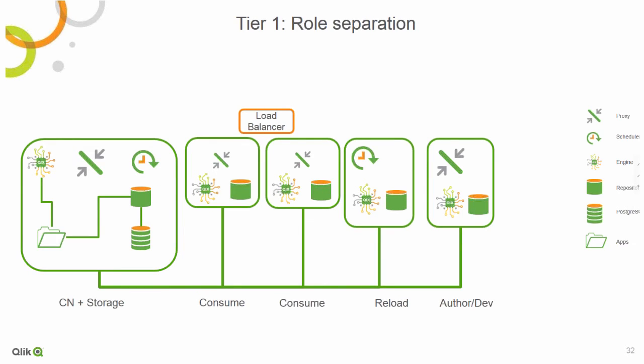A little bit more complicated setup here. We have a tier 1. We've got consume nodes, a dedicated reload node, and then a development node. Again, always been supported, will always be supported.